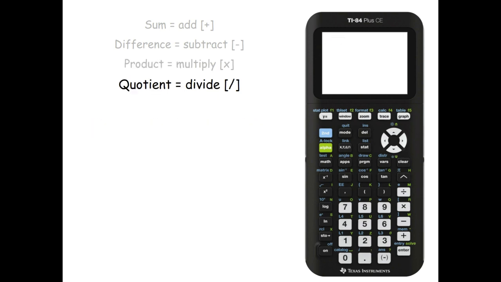Now we have quotient. Quotient means you divide. Quotient doesn't come up so often, but it comes up. So the quotient of 4 and 2 is 4 divided by 2. You write 4, and then this sign right here gives you a slash. 4 divided by 2 is 2. The quotient of 12 and 3 is 12 slash 3, which is 4. The quotient of 16 and 4 is 16 slash 4, which is 4.